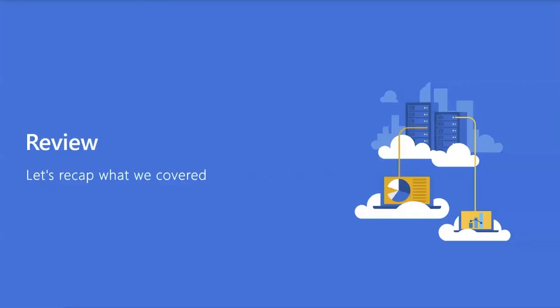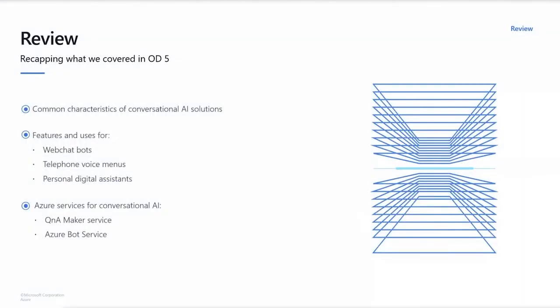Great job. So let's do one more recap to see what we covered in Objective Domain 5. We looked at some of the common characteristics of conversational AI solutions, which included web chat bots, telephone voice menus, as well as all of our favorites, those personal digital assistants. We also looked at 2 different services for conversational AI. That was the Q&A Maker service, as well as the Azure Bot Service. And that is the full 5 objective domains.